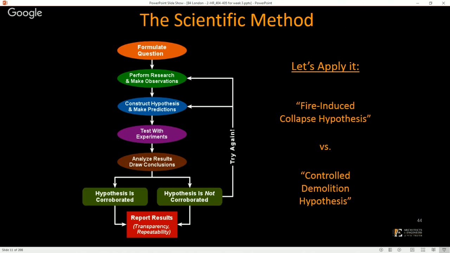Now, if our hypothesis is corroborated, we report the results in an open, transparent manner so all can build on the body of our work and understand that we're not hiding our basic assumptions in a black box to keep others from knowing what we've done to manipulate the data, as NIST has proven to have done, and will not release, for instance, their computer model for their input data, the input data for the computer model for World Trade Center 7, citing, well, this would jeopardize public safety.